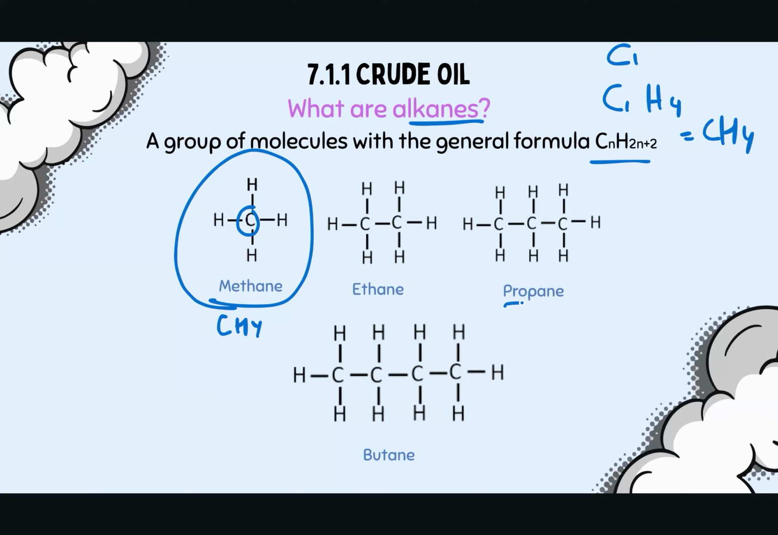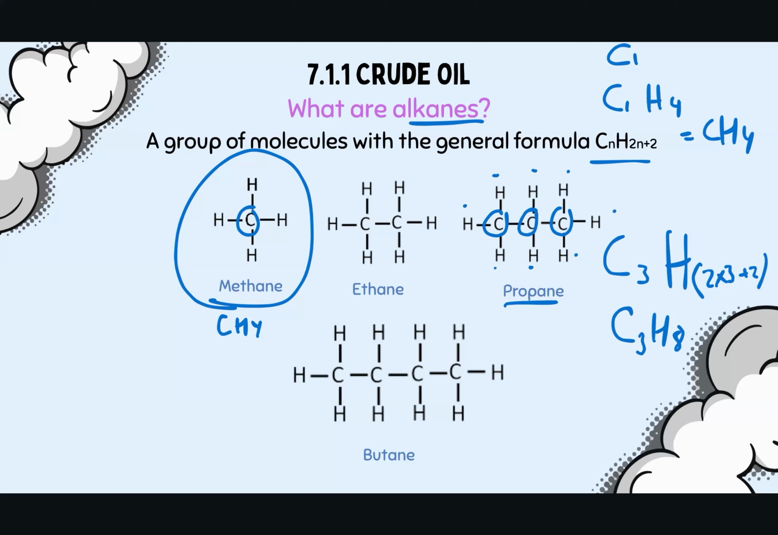Let's try it for propane, for 3 carbons. So 1, 2, 3. So we've got C3H, 2 times 3 plus 2. 2 times 3 is 6, plus 2 is 8. So propane should be C3H8. And that's correct. We've got 3 carbons and we've got 1, 2, 3, 4, 5, 6, 7, 8.